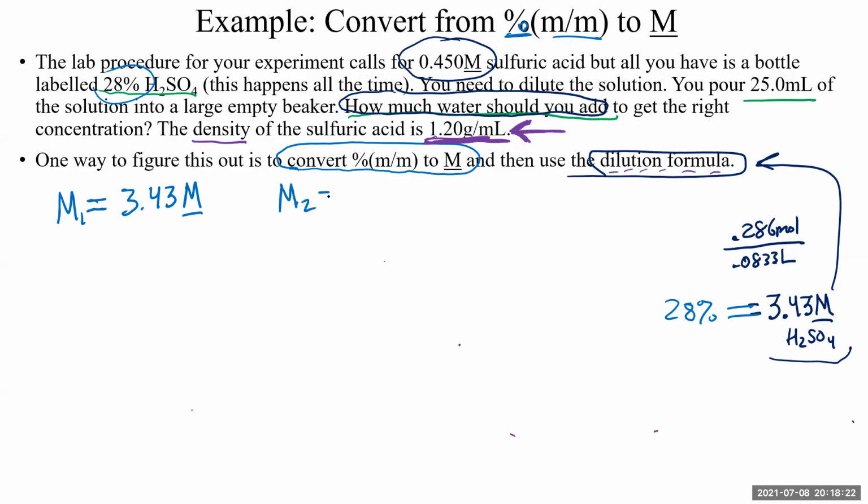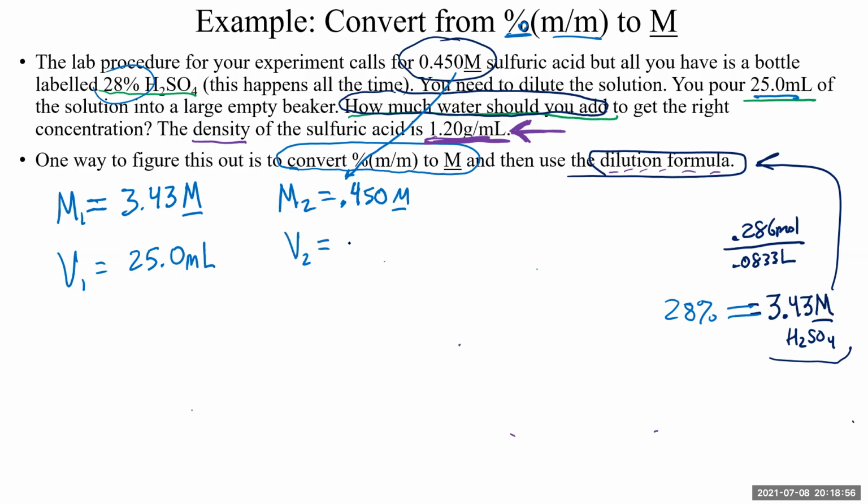Molarity 2 is what we're aiming for. That's our 0.450 molar. We know our molarity 2 because we have it in mind. That's what we're gunning for. That's our target. Volume 1 is 25 milliliters because we chose that, or you chose that in this hypothetical example. You decided you're going to put 25 milliliters of the concentrated acid into a beaker so that you can dilute it with whatever amount of water is required. And then our volume 2, of course, is what we have to figure out.